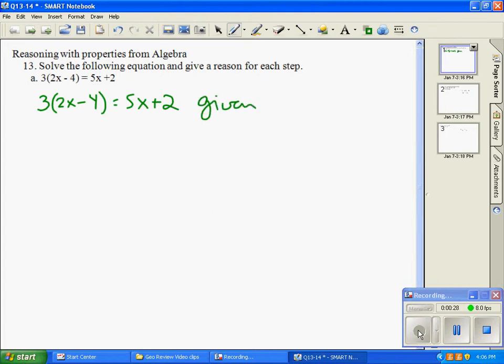So now I will distribute the 3 into the parentheses. Remember to distribute it to each term. So we get 6x minus 12 equals 5x plus 2.